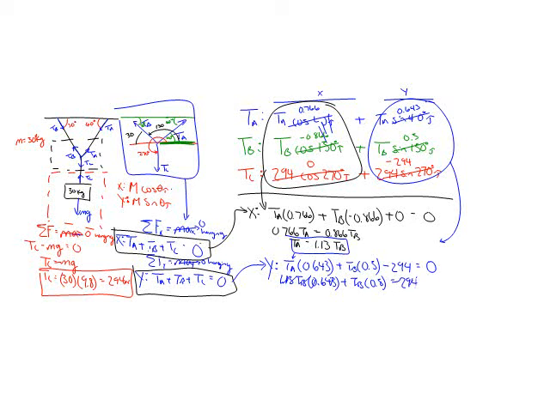I also moved 294 over to the other side while I was at it. Let's simplify. We get 0.727 TB plus 0.5 TB equals 294. That gives me 1.22 TB.